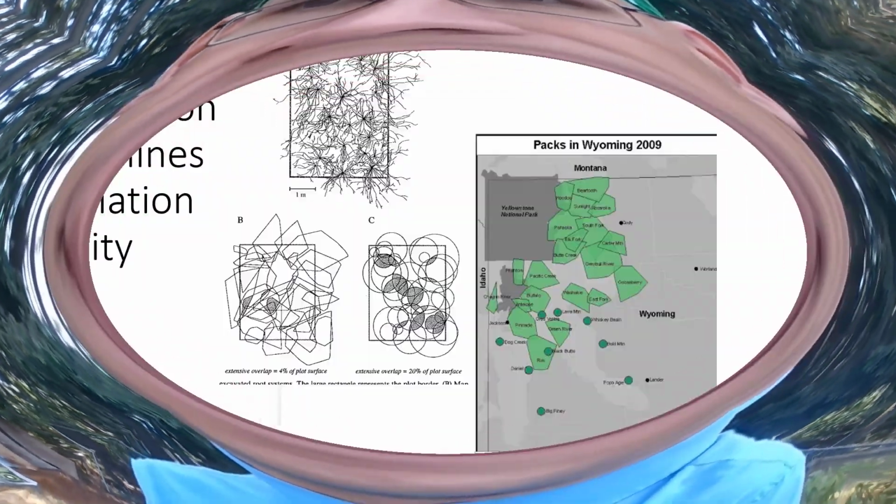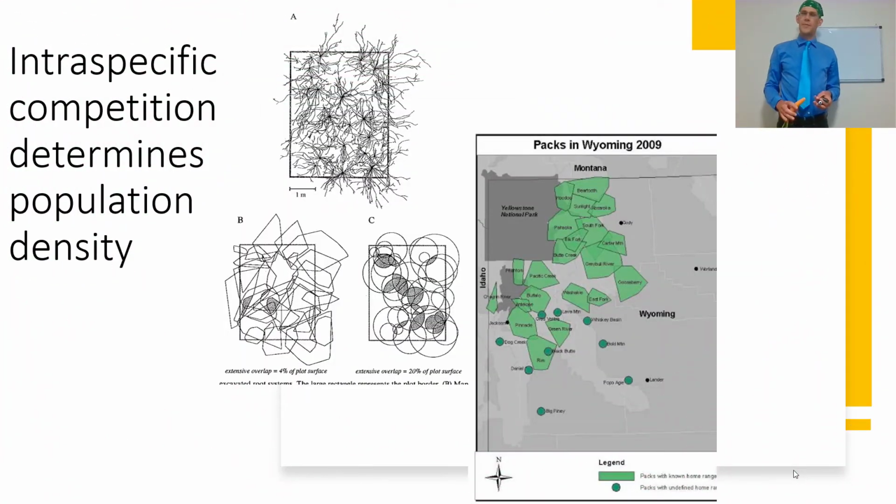With animals, it's a little more complex because they have certain food and nutritional requirements, but it's the same idea. The bigger the organism, the more the needs, the less dense a population will be. Yeah, intraspecific competition. Delicious. Well, that is crisp.